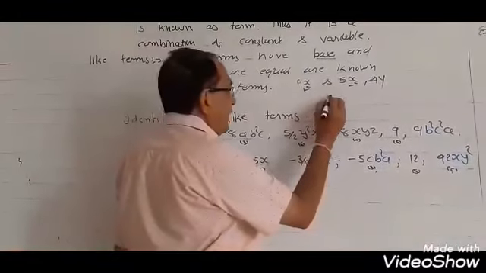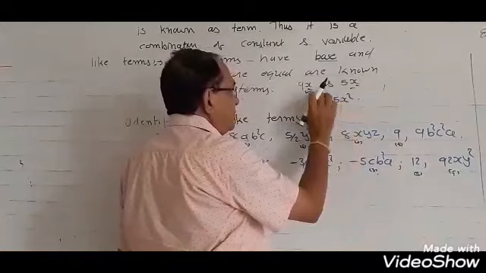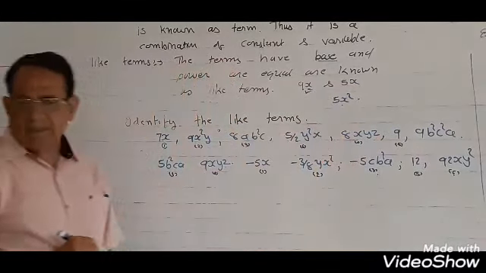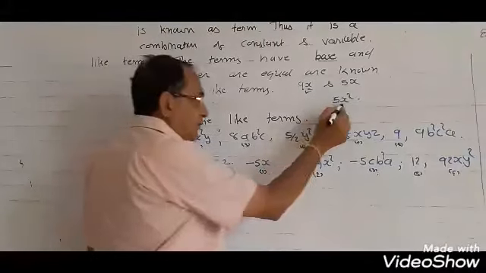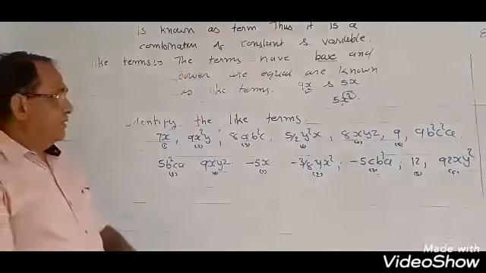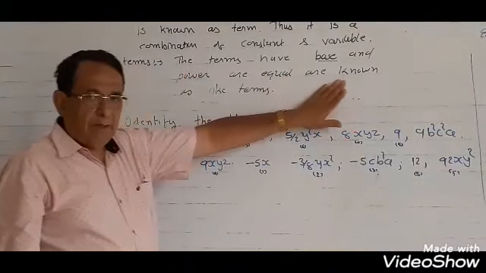Suppose I will take 5x square. Is it a like term with this one? This 5x square is not a like term with these. Why? Base is same but power is different. So it is not a like term. Got it? Understood properly?